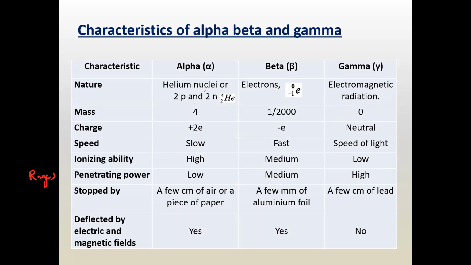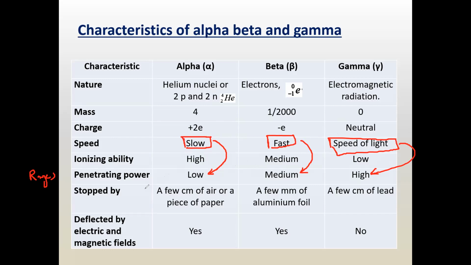Because when we compare, the alpha particles are slow. As these alpha particles are slow, they cannot cover more distance, so their power to pass through the medium is low. Beta is moving fast, so its penetration power is medium. And gamma is the fastest one, about the speed of light, so it has a very high penetration power.